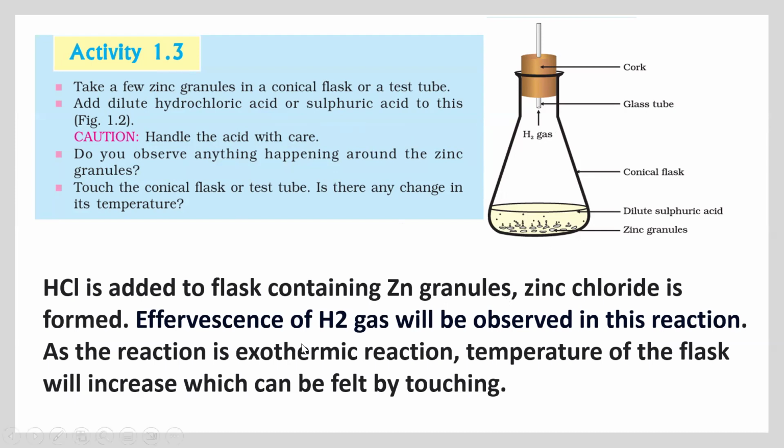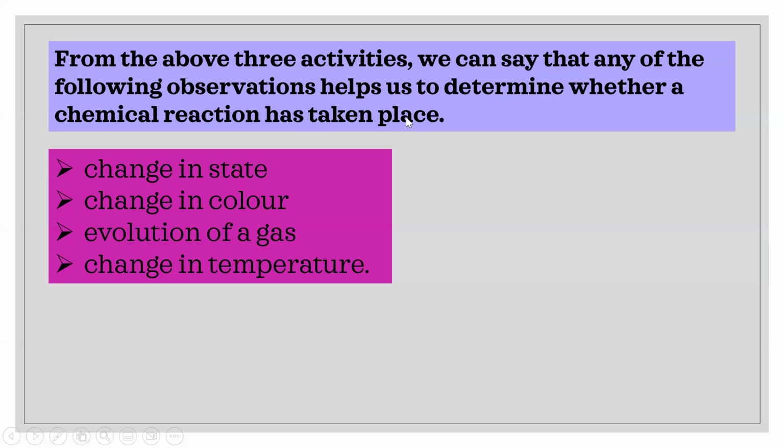Usually exothermic reactions are the reactions where the heat is getting liberated. When heat is liberated, the conical flask is closed here using a cork, right? So the reaction cannot liberate the heat out of the conical flask, so the conical flask will become hot. You can feel it by touching it. So from the above three activities we can easily observe some changes.